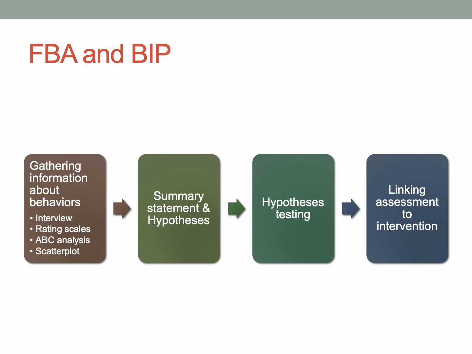Here are the general procedures for FBA and BIP. After you gather information about challenging behavior using interview, rating scale, ABC analysis, or scatter plot, you can come up with a summary statement. That's called a hypothesis, right? And you have to test your hypothesis to see if your statement is true. And then, based on the information, you will develop a BIP.